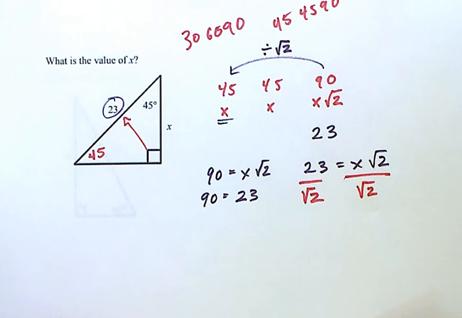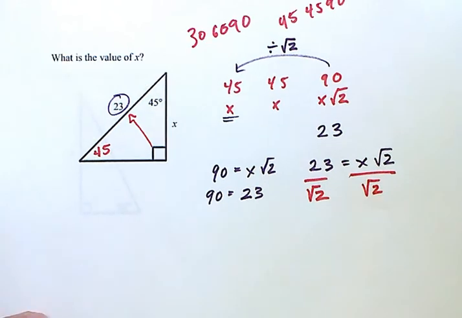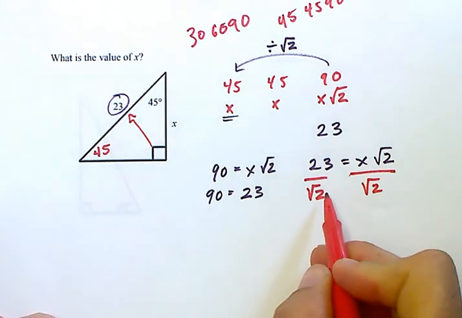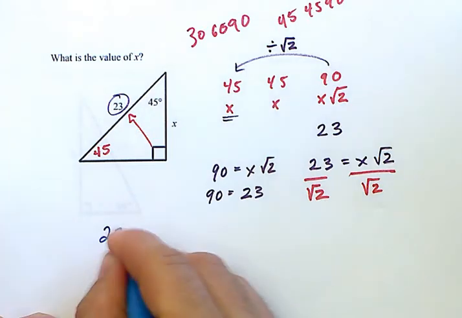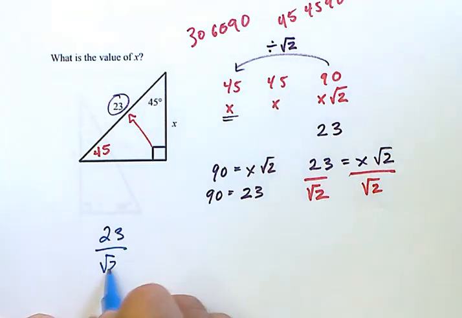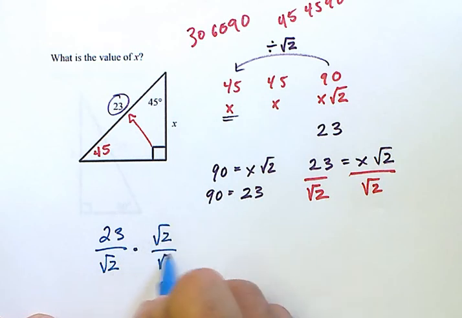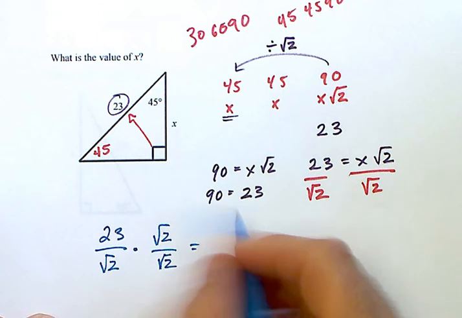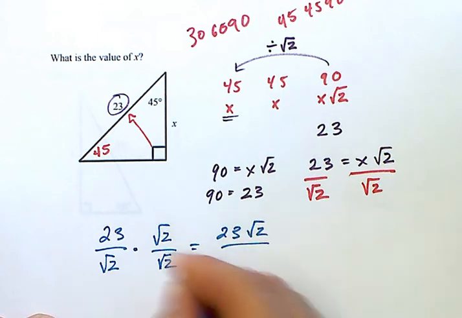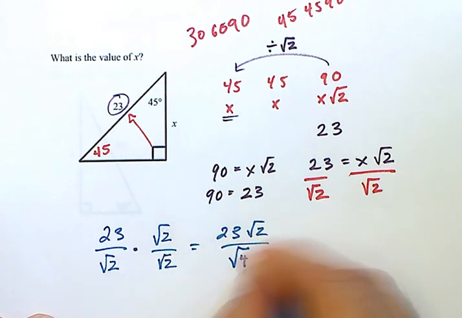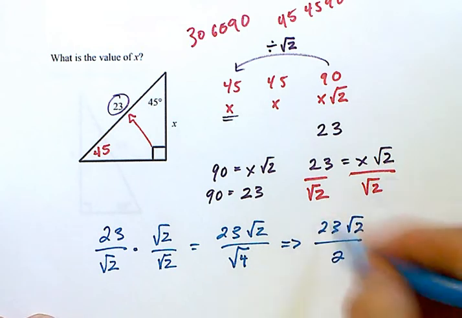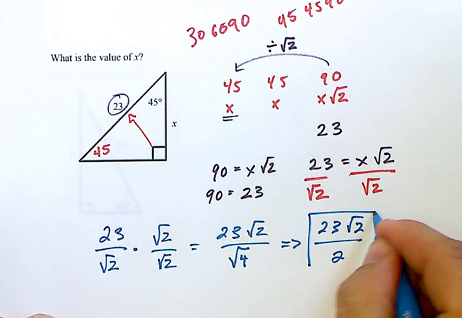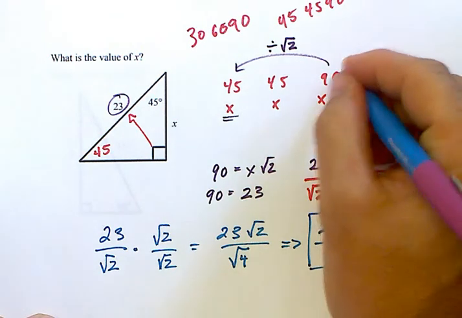Now, one thing I showed you while doing these is that we cannot leave this answer as 23 over square root of 2. You have to conjugate. So basically what you have to do is multiply by 1. If I do square root of 2 over square root of 2, that is as if I'm multiplying by 1. Now I get 23 square root of 2. Square root of 2 times square root of 2 is square root of 4, so I actually get 23 square root of 2 over 2. And I can't reduce this, 23 over 2, so the answer stays that way. And this is an example when they're giving you the side opposite 90.